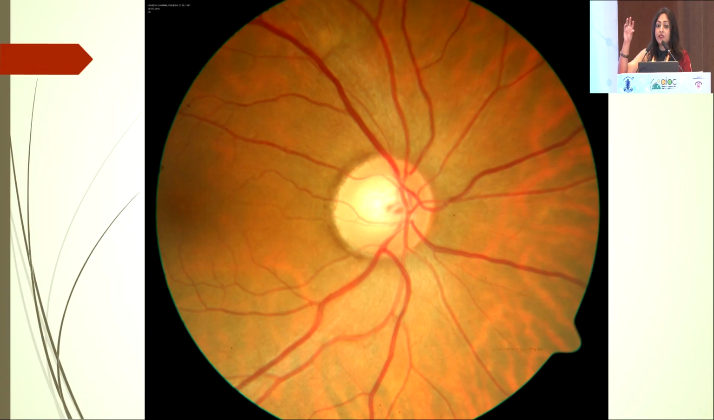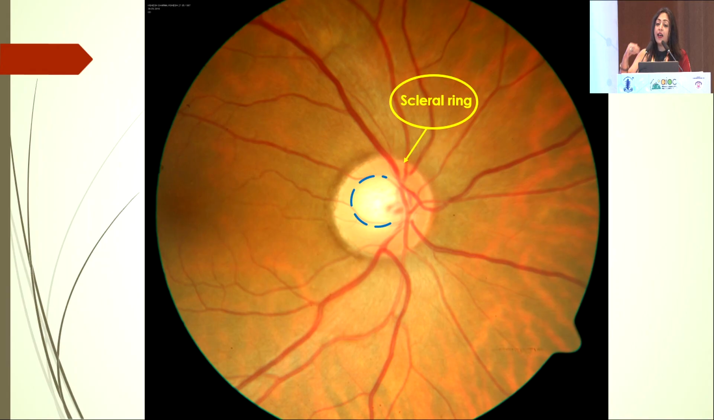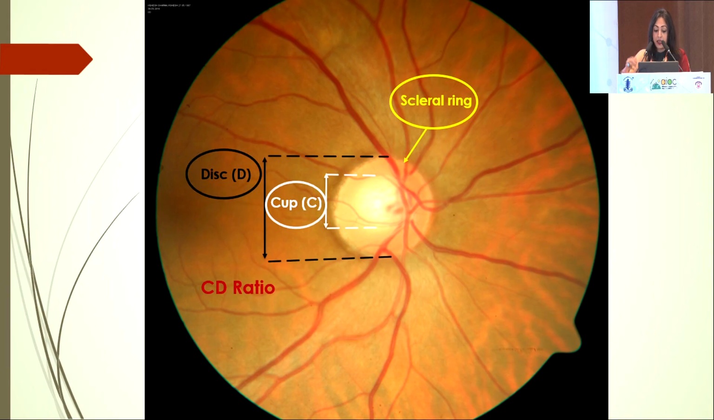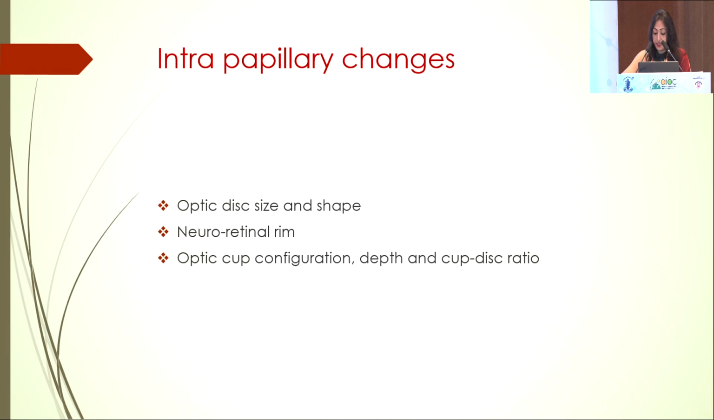Whenever we are looking at an ONH, the first and foremost thing that we should be able to do is delineate the scleral ring. Look at the upper margin, look at the lower margin, and here we have the disc diameter, right? And in a similar way, delineate the cup, look at the cup edge, the superior border, the inferior border, and you have the cup diameter. And so now we have got the CD ratio, and the area between the two margins is nothing but the neuroretinal rim. That's the basic of ONH evaluation, right?